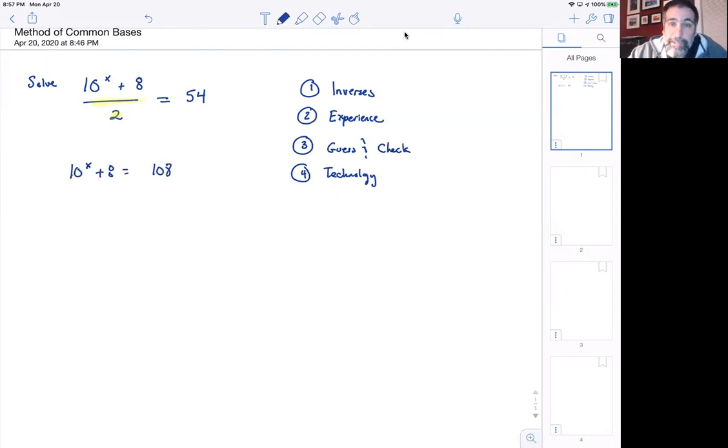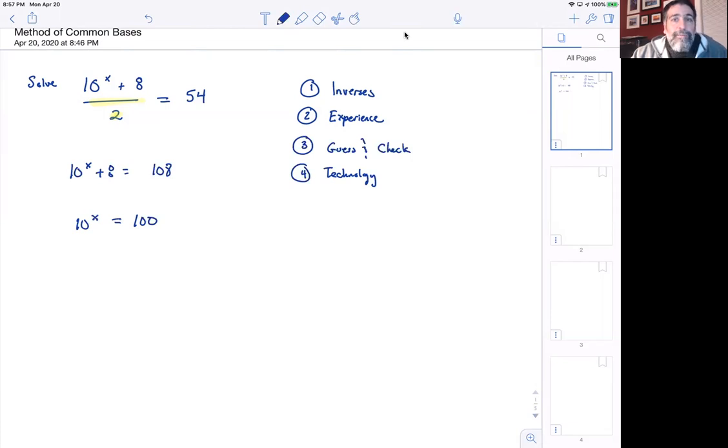Our next step is to make use of inverses again. We're going to subtract 8 from both sides, and we're going to get 10 to the x equals 100. Now, at this point in time, you probably are not familiar with the inverse you need. In step 1, you knew multiplication by 2 was the inverse of division by 2. In step 2, you knew subtraction of 8 was the inverse of addition of 8. But now, how do you get rid of a base 10?